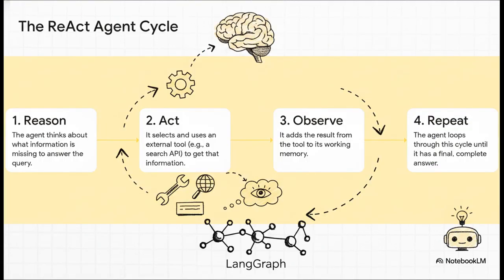So you might be wondering, how does an agent actually think? Well, a really popular and powerful model is called the ReAct cycle. It stands for reason and act. As you can see, the agent first reasons about what it needs to know. Then it acts by using a tool to get that information. It observes the results, adds it to its memory, and then it does it all over again. It's this continuous loop that makes it so much smarter than a simple one-and-done chatbot.